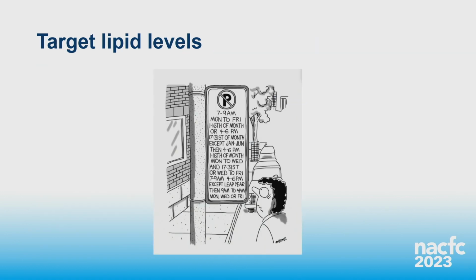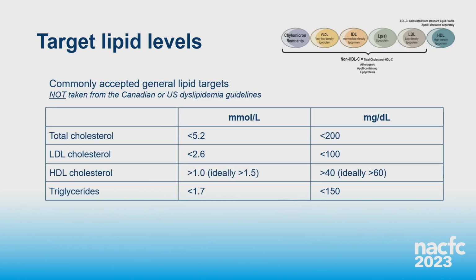So we need to know how to interpret these numbers that we're checking when we do a lipid panel. And when I first started to look through both the Canadian and the US guidelines, I felt exactly as this person feels in the cartoon. It's really difficult to tease out specific targets because there's a lot of caveats. So I'm first going to highlight the commonly accepted general lipid targets.